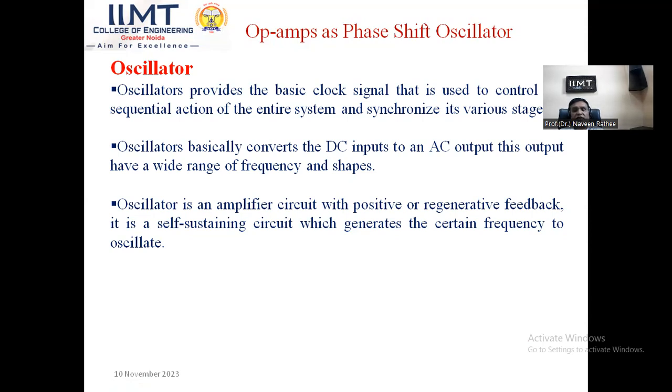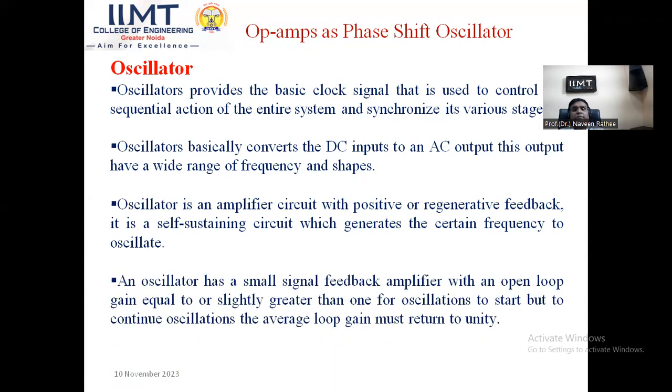It's a self-sustaining circuit. The only thing to keep in mind is it's an amplifier with positive feedback. Why am I telling you positive feedback? I will explain it in a further slide. There is also a small feedback amplifier with an open loop gain slightly greater than 1 for oscillations to start building up. But to continue the oscillation, the average loop gain must always return to unity.